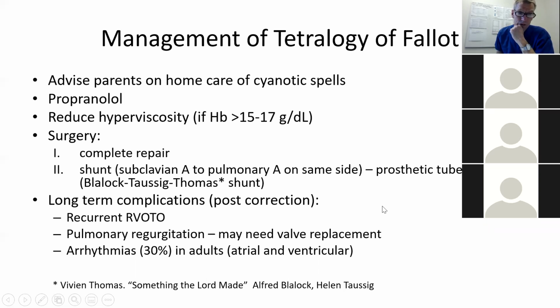There are some long-term complications of children who've got Tetralogy of Fallot, and that can be sometimes even after their surgery, they get recurrent right ventricular outflow tract obstruction. They get blockage to their right ventricle. There's a few other complications, particularly arrhythmias. And so even children that have had their Tetralogy of Fallot repaired, as they grow older, we still need to follow them up to see if they're going to have arrhythmias and other things like that.